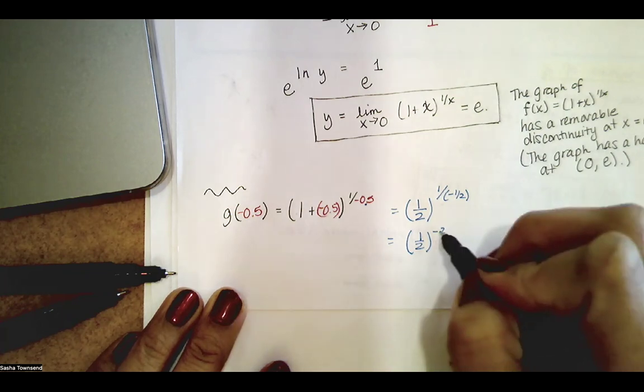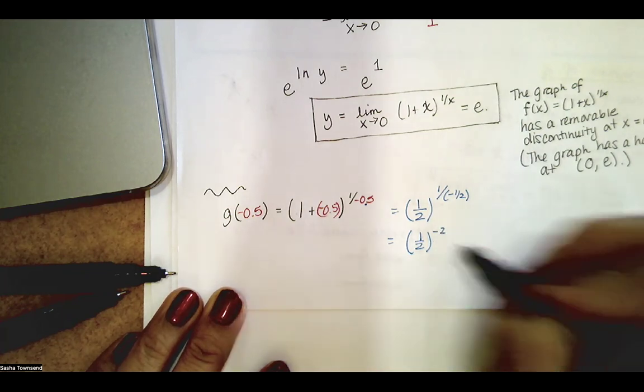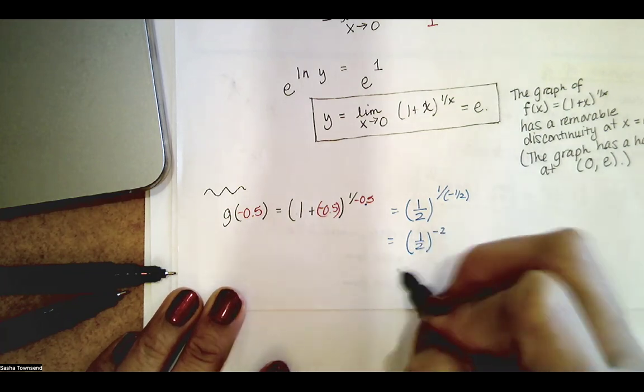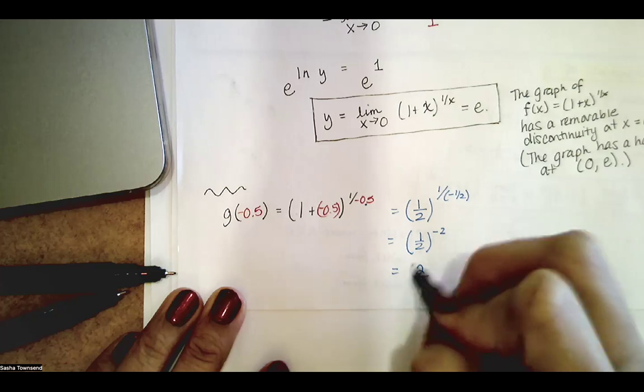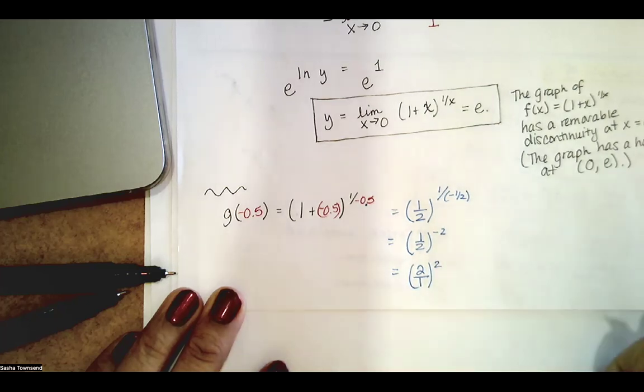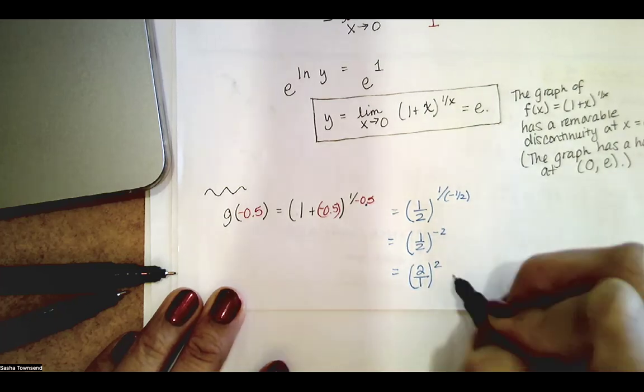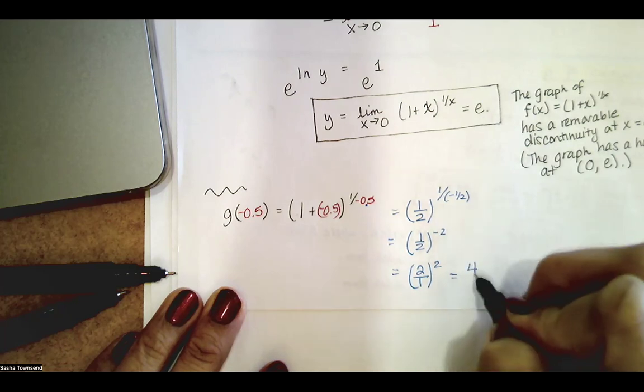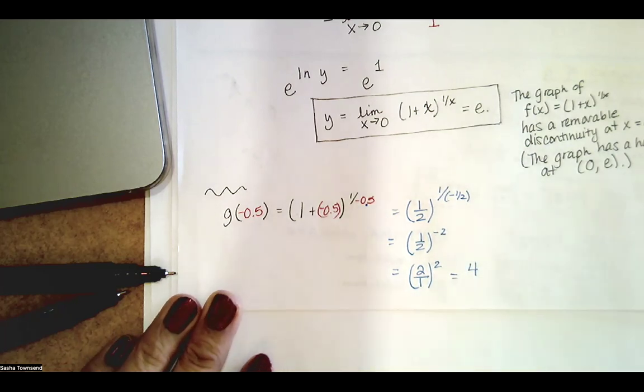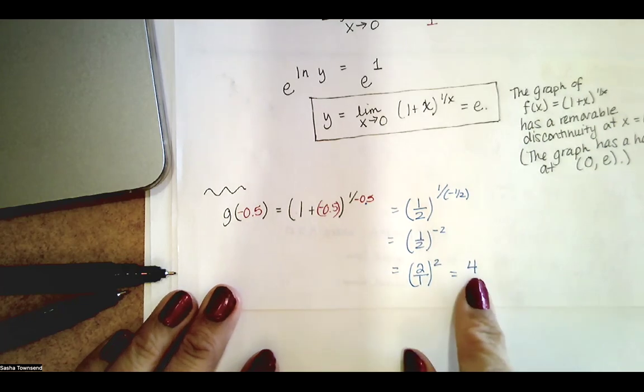Now, if I want to, instead of making this a -2, I can make it a +2 if I flip the base. I have 2 divided by 1 squared, and that's going to be the same thing. 2 squared is 4, 1 squared is 1, so 4 divided by 1 is 4. And so that's how we get that value.